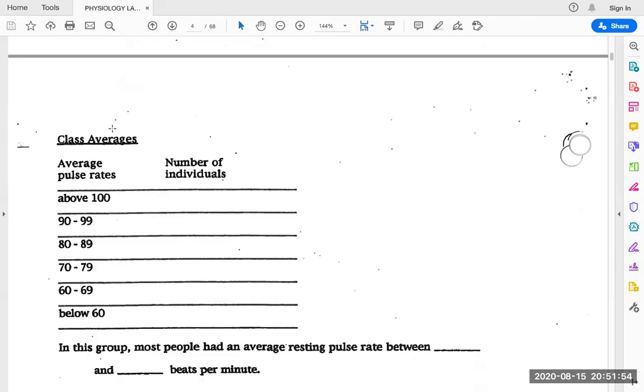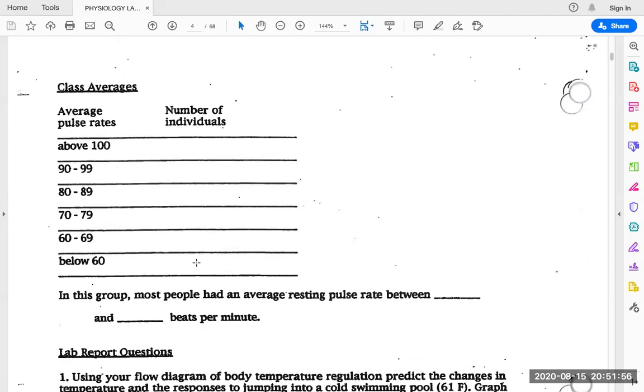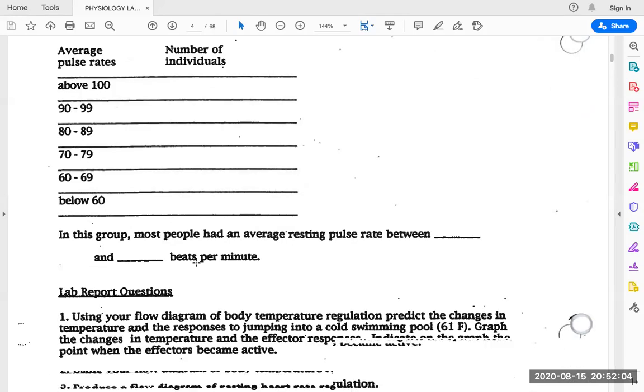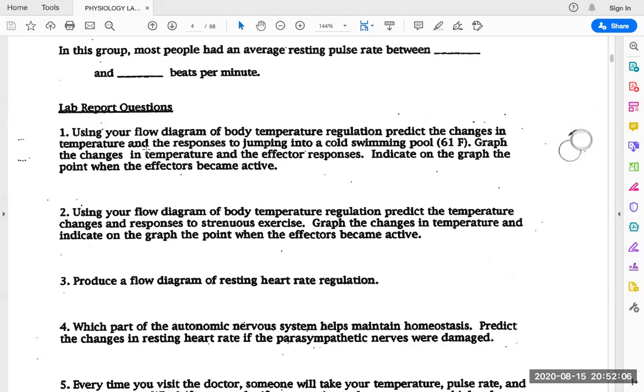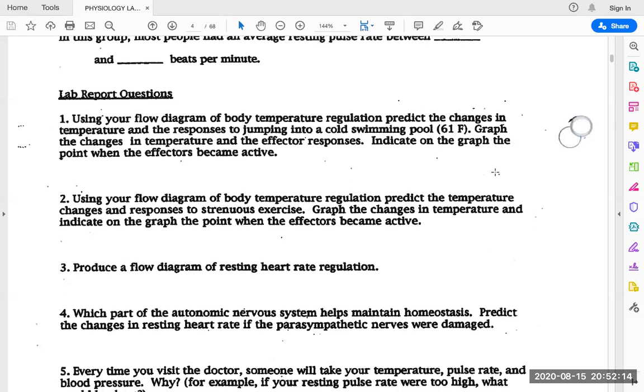You can skip the class averages for now, and then in that discussion post that I start for lab 1, you can ask people, hey, my heart rate was this, is this normal? Then you'll answer these lab report questions. You'll use your flow diagram of body temperature to predict what changes and responses will happen when jumping into a cold swimming pool. And then you'll graph the changes in temperature and the effector responses. And then you'll indicate on the graph the point when the effectors become active.